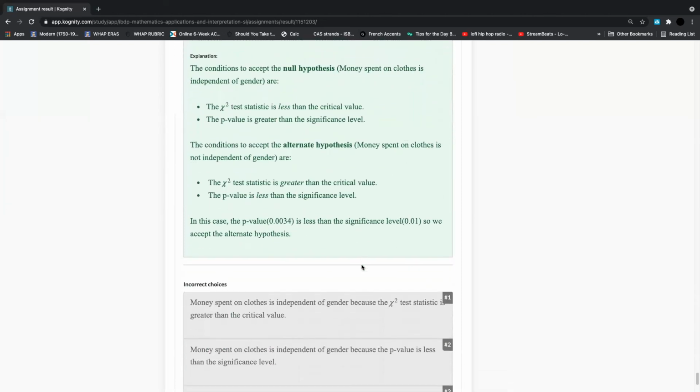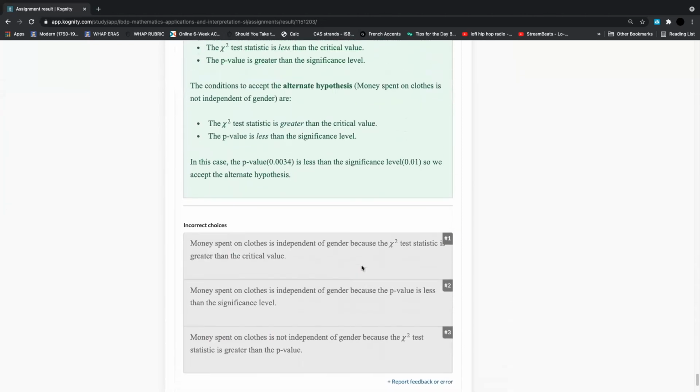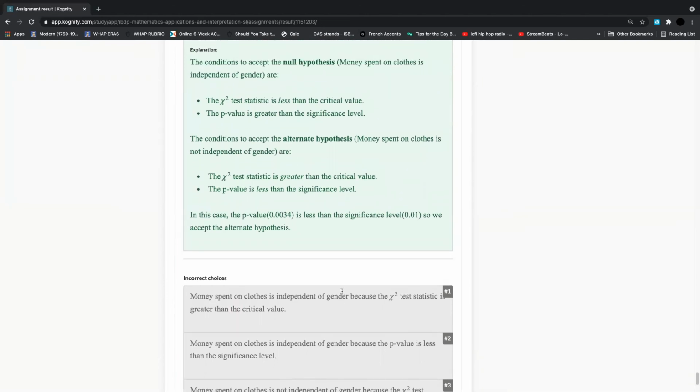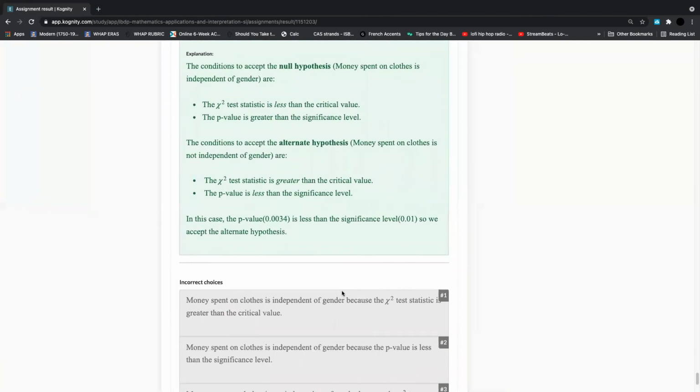So when we go down to the incorrect answer choices: money spent on clothes is not independent of gender because the Chi-Square test statistic is greater than the p-value. Same thing as last time, you cannot compare those two together. So that should be super easy to eliminate right off the bat. Cannot compare chi-square statistic with p-value. So eliminated.